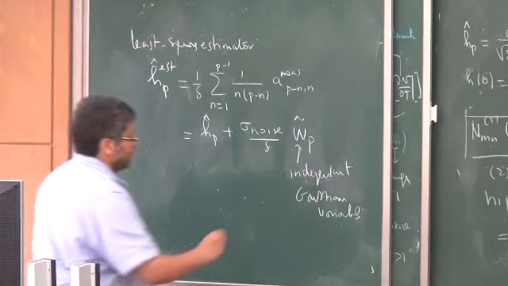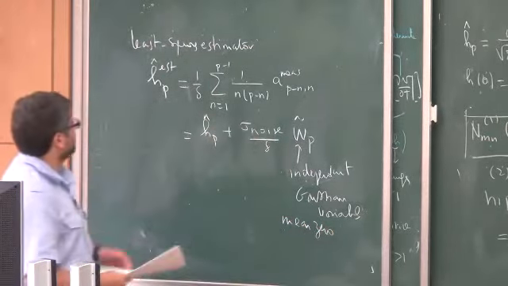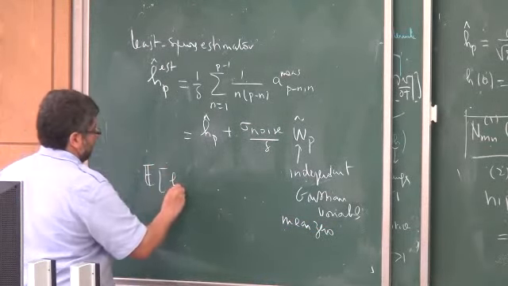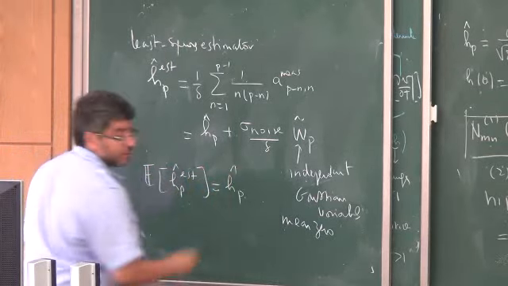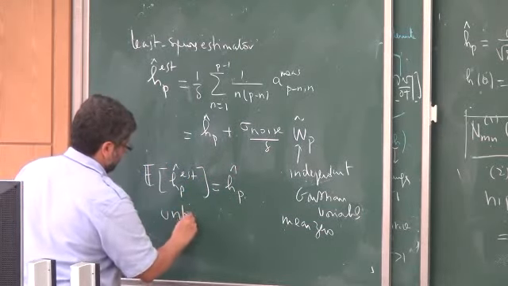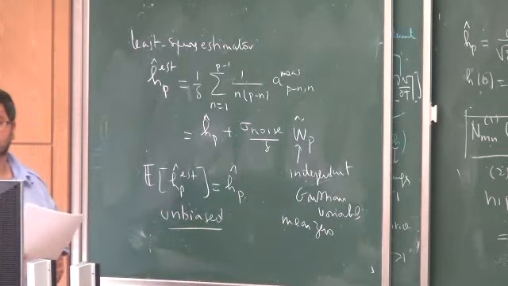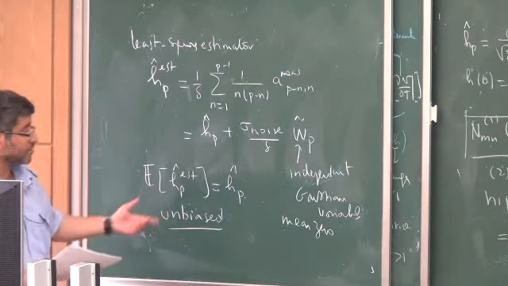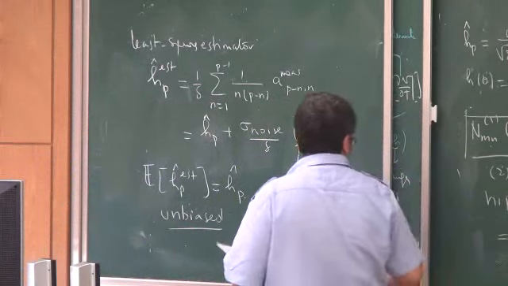Of mean zero. So the expectation of your estimation is h_p. So your estimator is right. It doesn't change the expectation. The expectation is the true parameter you are looking for, and its variance you can compute. What is its variance?